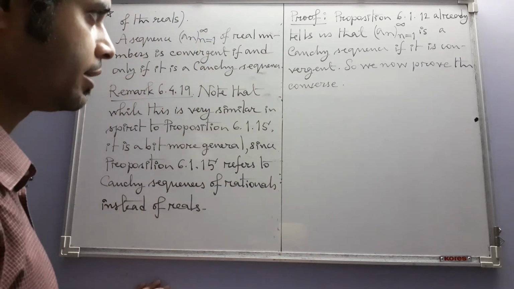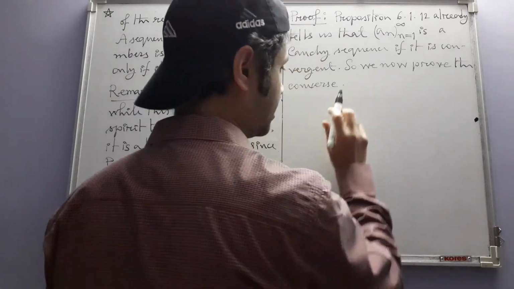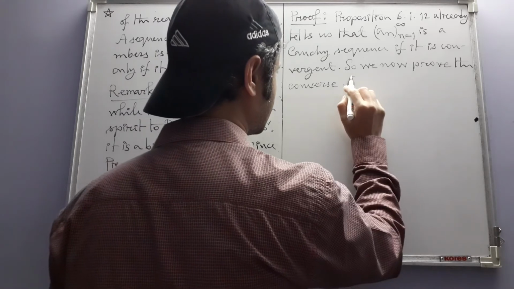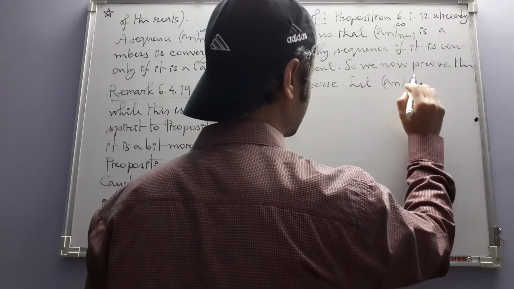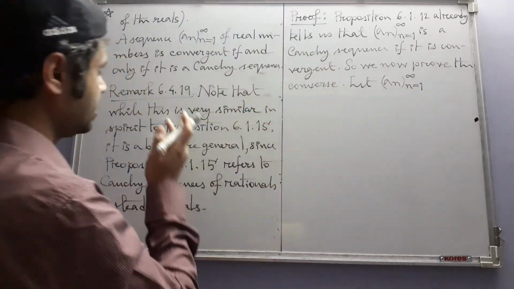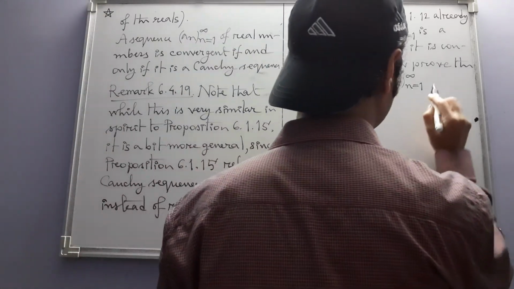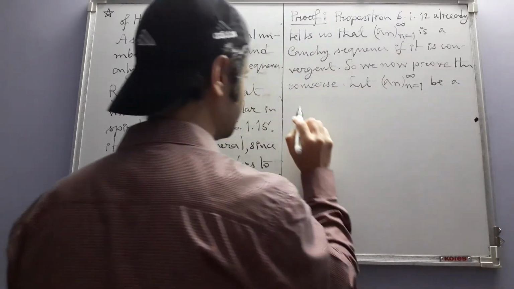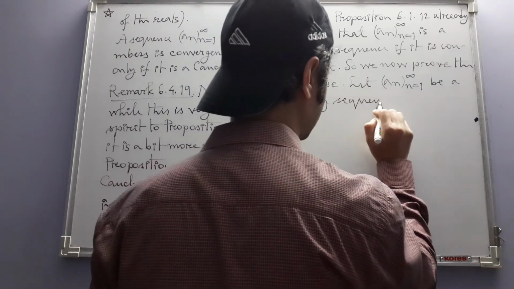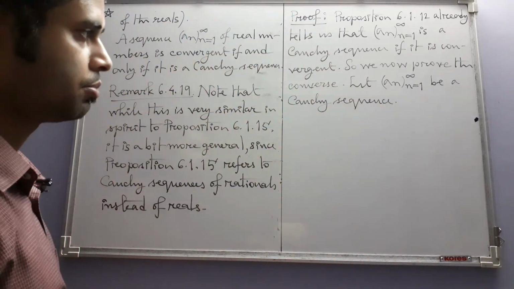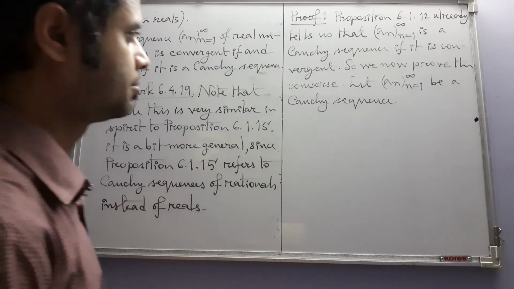I'm not exactly writing what is written in the text, I mean the language. So let a_n, we are already given that a_n is a sequence of real numbers, so no need to mention that again. So let this be a Cauchy sequence. That is now our hypothesis. We are now going to prove that it is convergent.